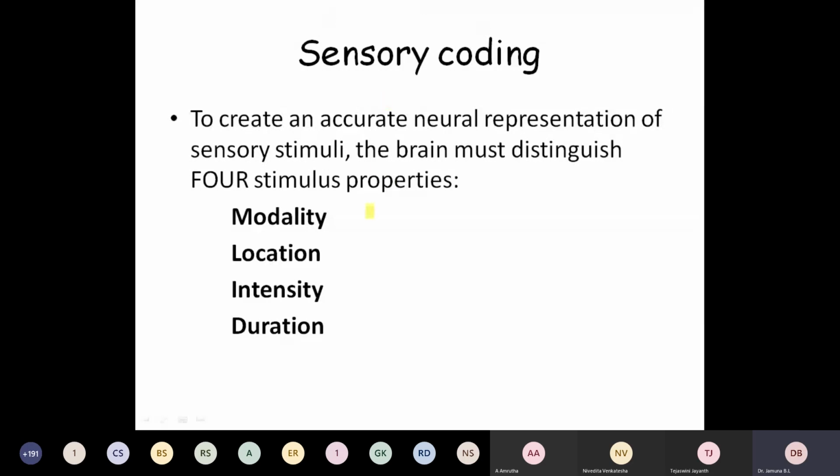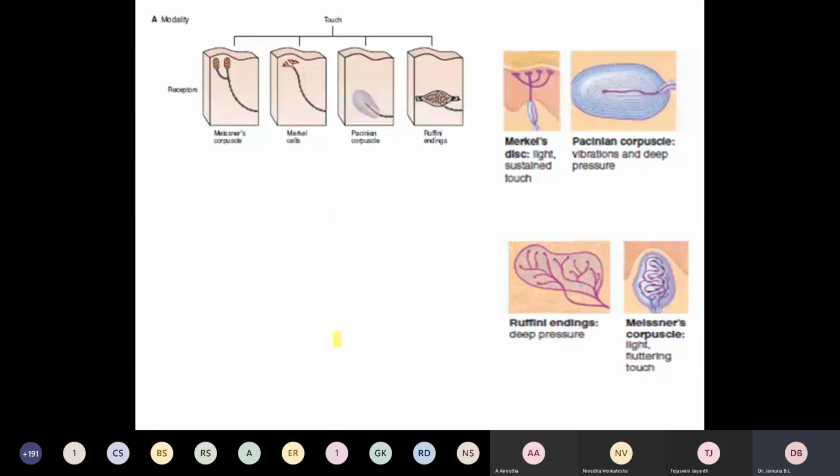The type, whether it is a touch sensation or a thermal sensation, and where exactly, which part of the body the receptor is getting stimulated, and the intensity, whether it is mild, moderate, or severe, and for how long. So these are the important ones. The modality depends on the type of receptors. Like if it is a Ruffini end organ, it is deep pressure or warm sensation, or if it is Meissner's corpuscles, light touch. So depending on the sensation, the particular receptor gets stimulated.